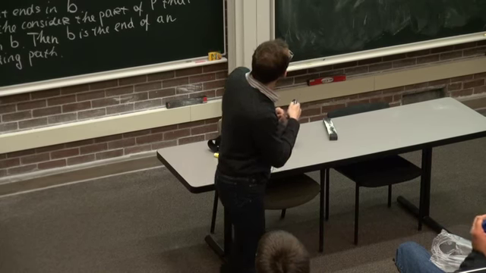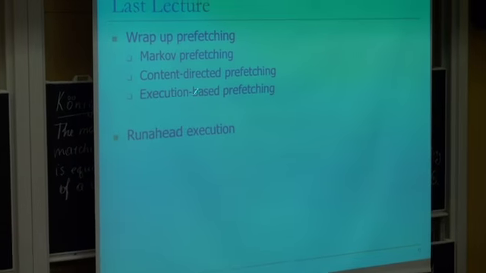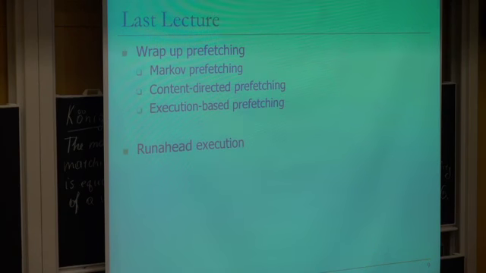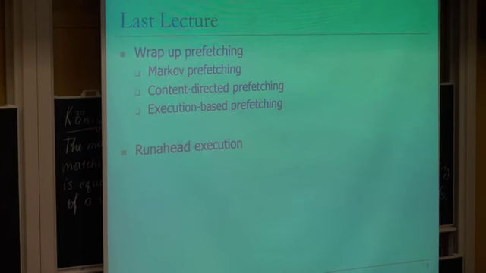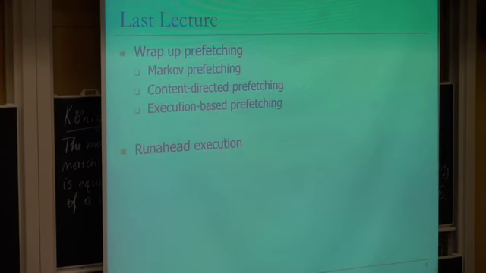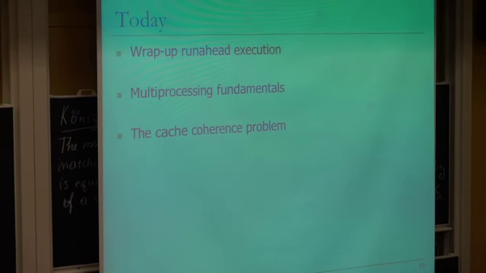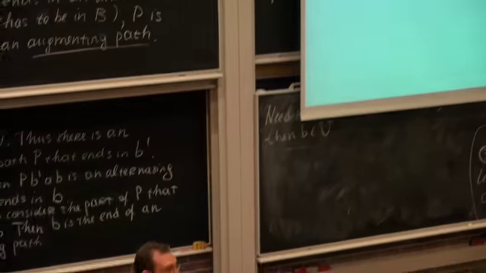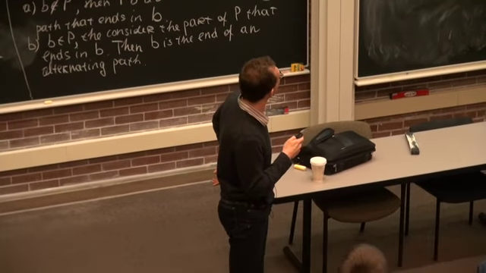So last lecture, we wrapped up prefetching. Hopefully you know all of these concepts by now. There are a lot of creative ideas related to prefetching, content-directed prefetching being one of them, I think. We talked about execution-based prefetchers, of which Runahead execution was one example. So today we will wrap up Runahead execution, look at some performance results, and start with multiprocessing fundamentals, and talk about the cache coherence problem if we get to it, but probably not propose solutions.